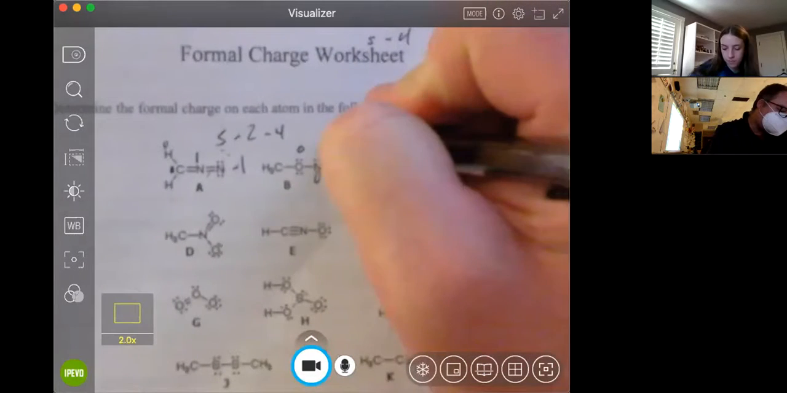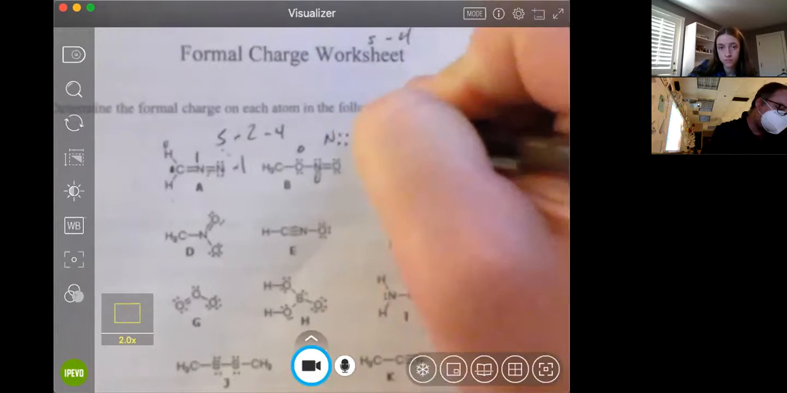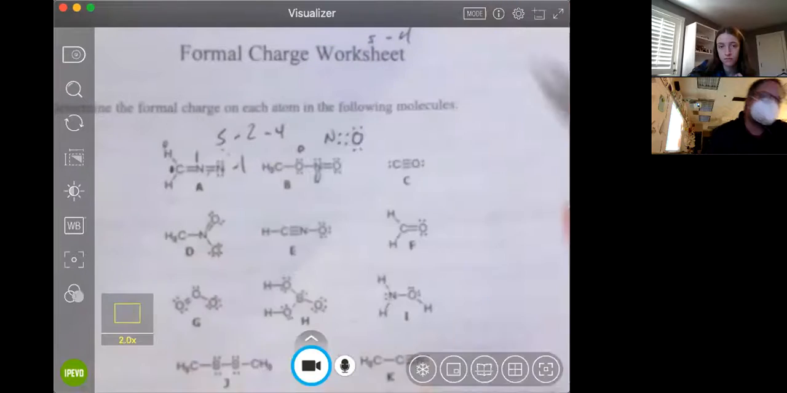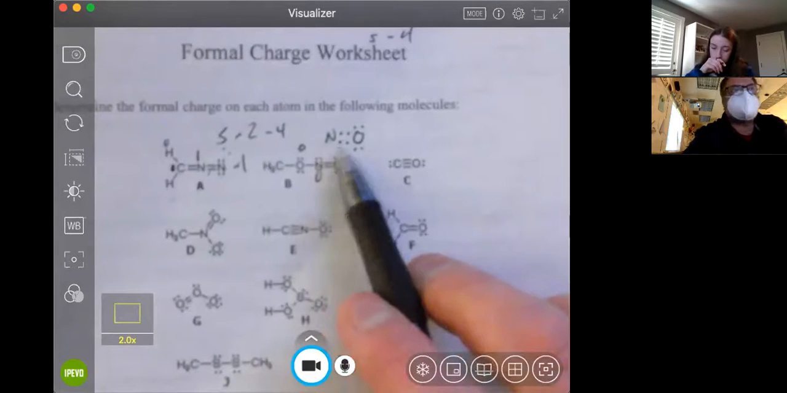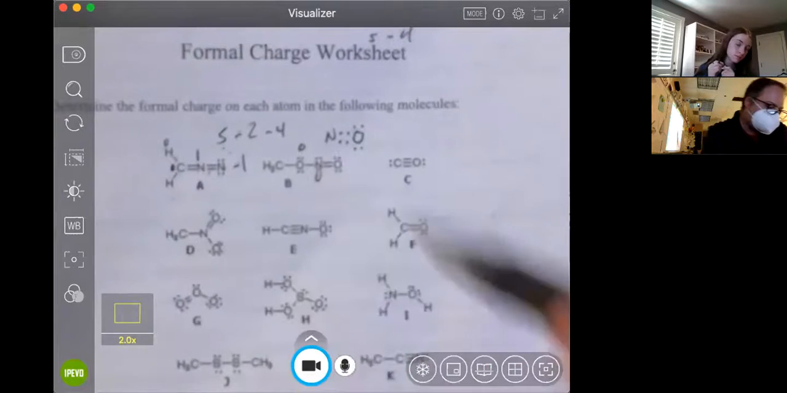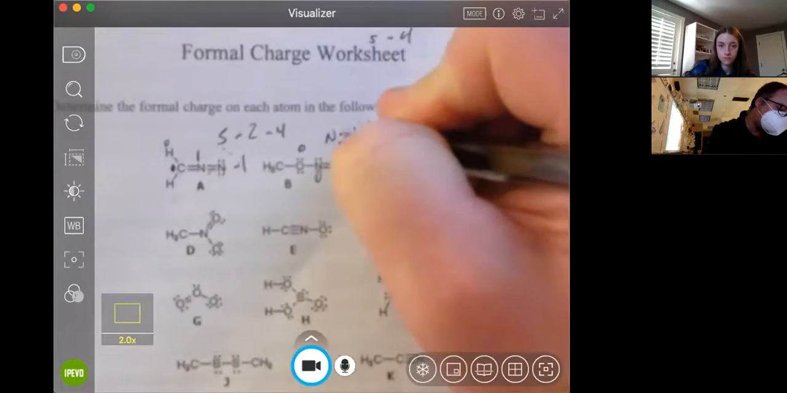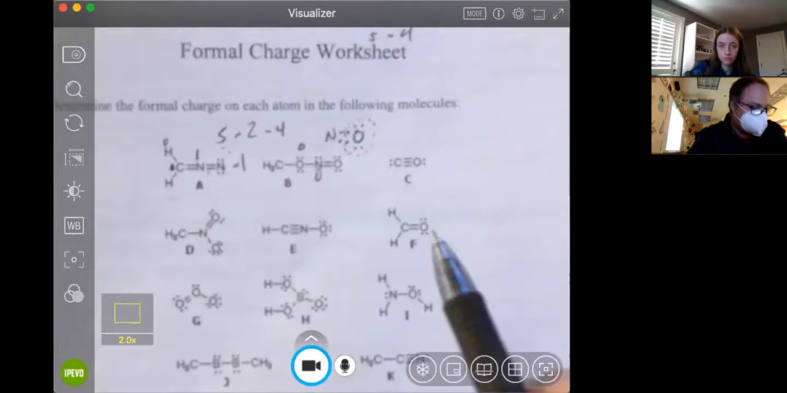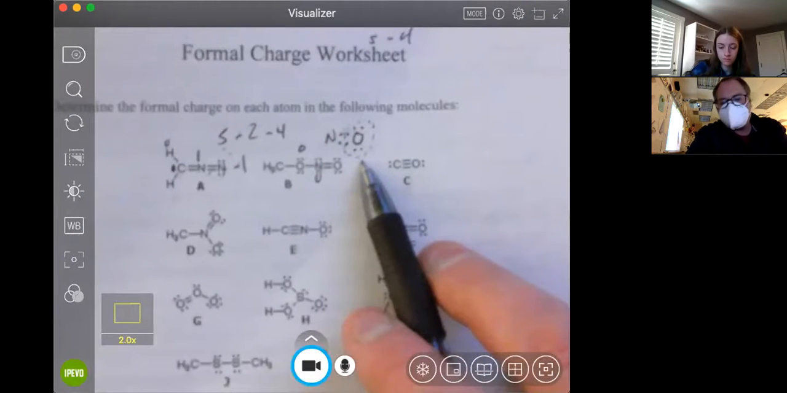I'm going to rewrite this real quick so that you can understand what we're actually doing here for the formal charge. If we look at this bond between the nitrogen and oxygen, it actually looks like this, right? So what we are doing is we are finding the electrons closest to that atom, and we are comparing it to its number of valence electrons.